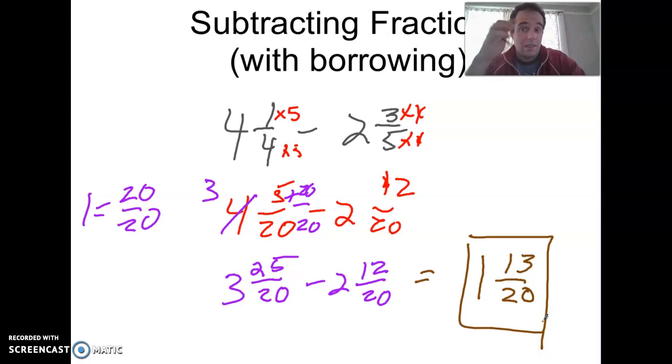I think this method is a lot easier than doing improper fraction the whole way. That's just my personal opinion.